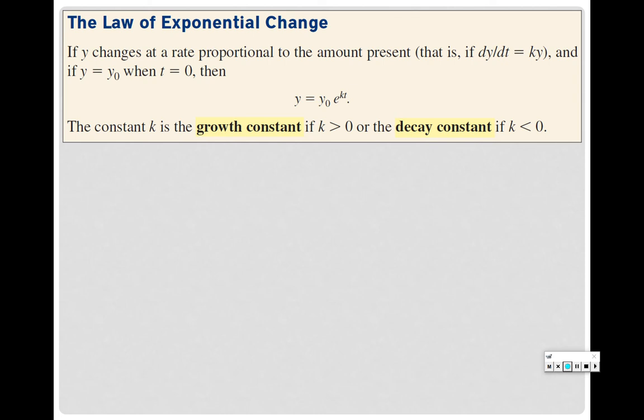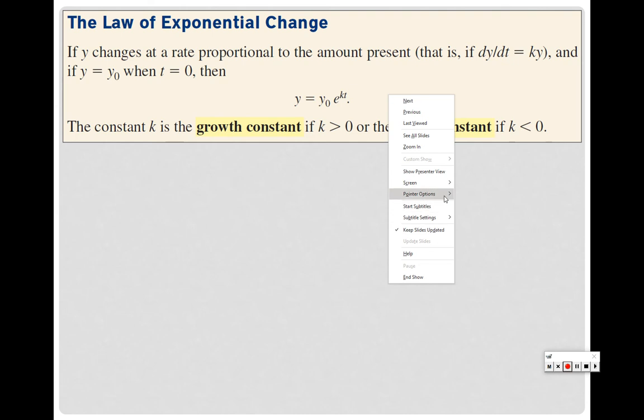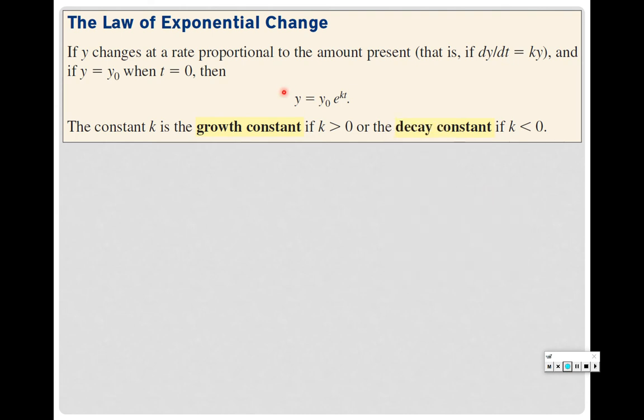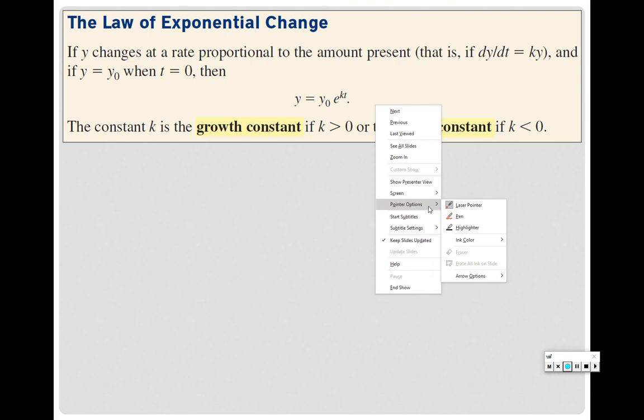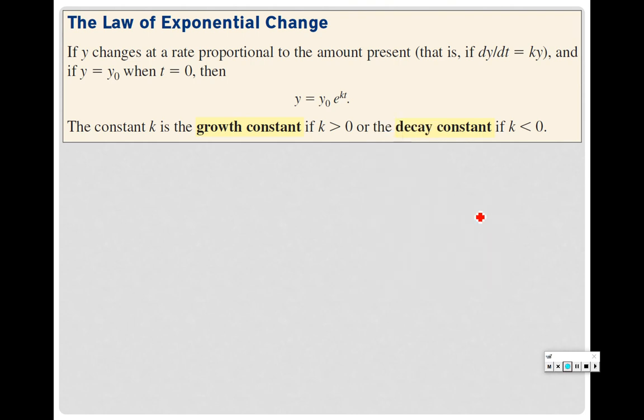If y changes at a rate proportional to its present value, that is, if dy/dt equals ky, then you can use this equation, y equals y naught e to the kt, as your equation for the situation. That's the solution to that equation right there. And you've used that equation before. That's not an unfamiliar equation. This time we're using e as the base. E is a natural base to use because it has a lot of natural properties.